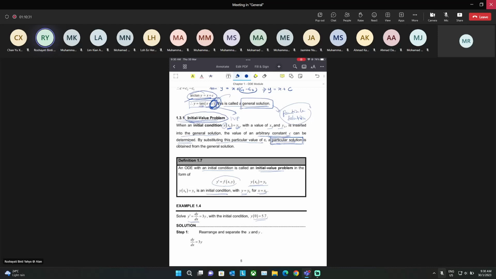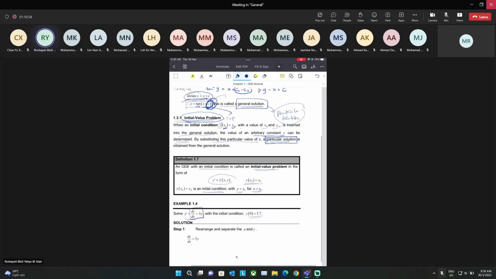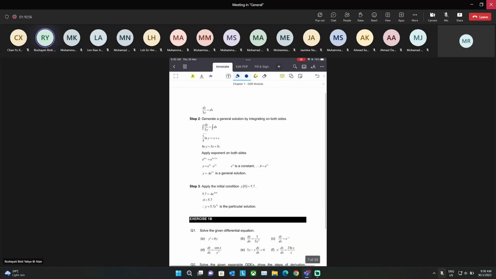So this example, the first one, you need to rearrange and separate x and y because this is a separable variable equation. Okay, so separate. Step 1, separate x and y. Since dy/dx equals 3y, you can separate. This becomes 1 over 3y dy on your left and dx on your right-hand side.